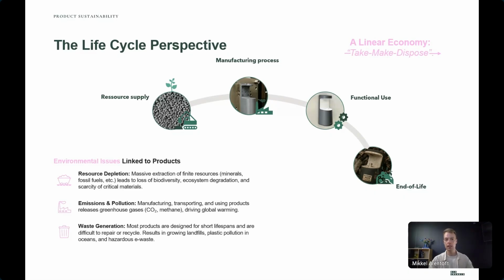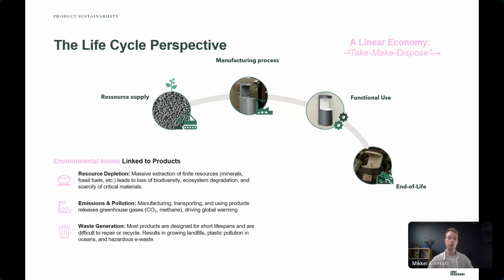The life cycle as we see it here is called a linear economy. We take materials, we make products, and they are disposed of. To understand what product sustainability is, we need to understand what is unsustainable about our current economy and the environmental issues that it poses.